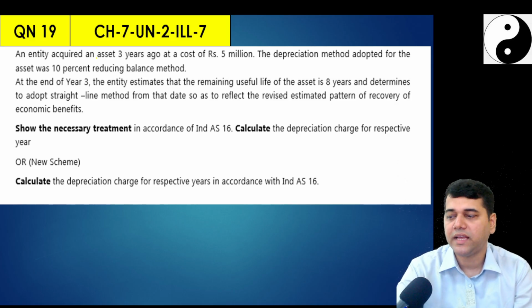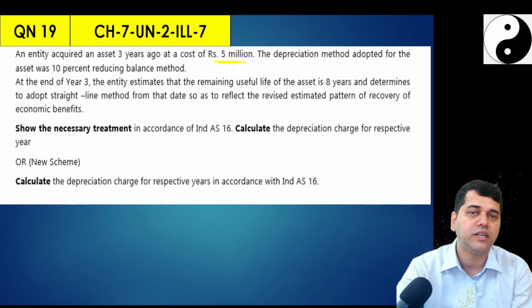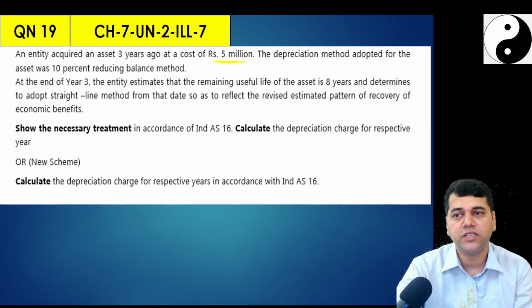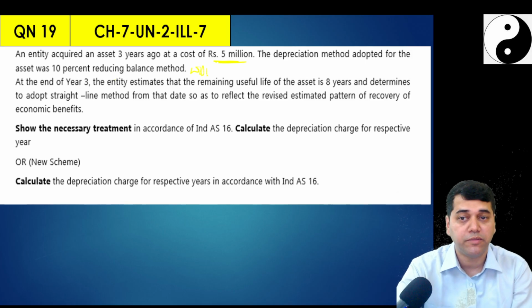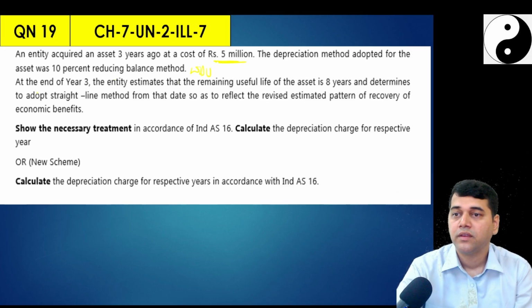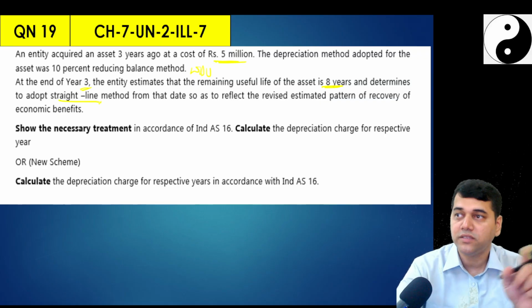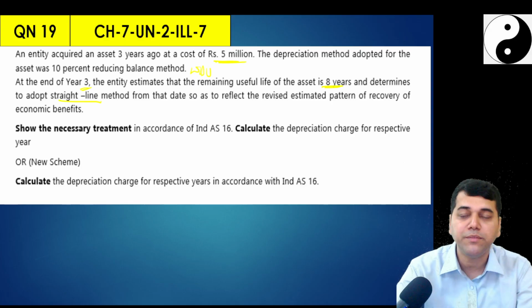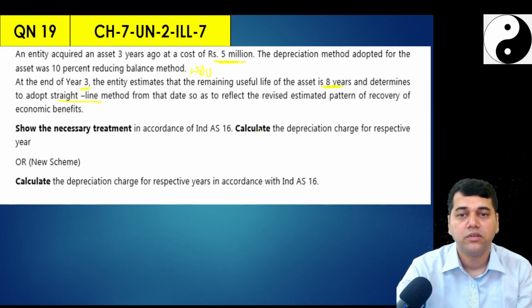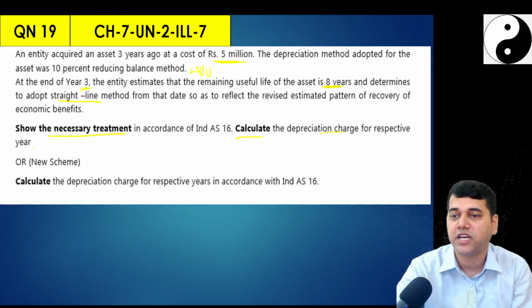An entity acquired an asset 3 years ago at a cost of 5 million rupees, 50 lakhs. Depreciation is 10% on WDV. Oh, first time we are coming across the WDV method. At the end of the 3rd year, that means 3 years of WDV depreciation is charged. The entity estimates the remaining life is 8 years and adopts the straight line method. You change the method. Is it a policy? No. Again, it is an estimate applied prospectively, to reflect the revised pattern of recovery of the benefits. Show the necessary treatment and calculate the depreciation charge for the respective years. So write the solution.